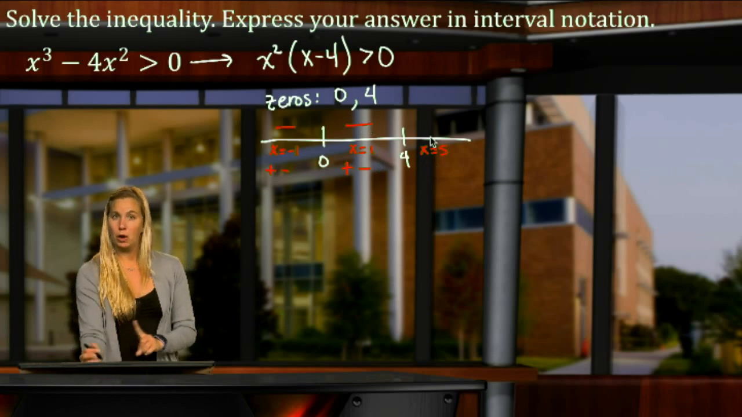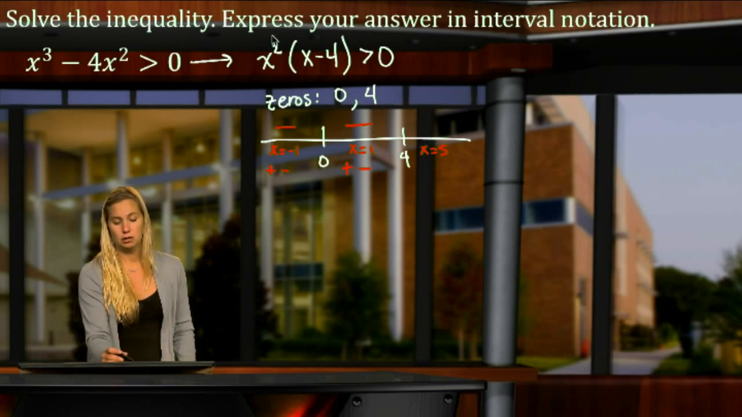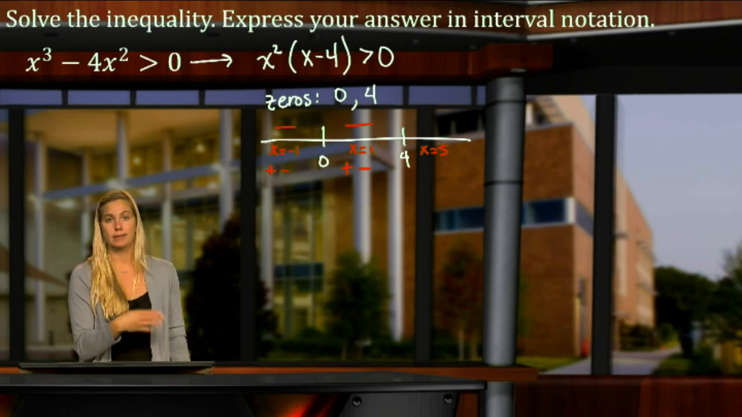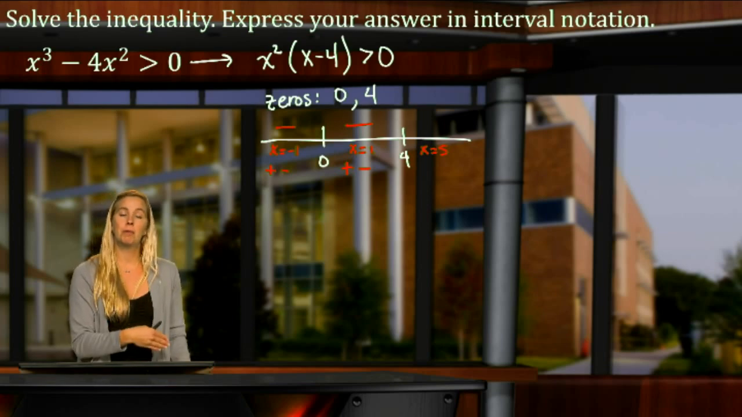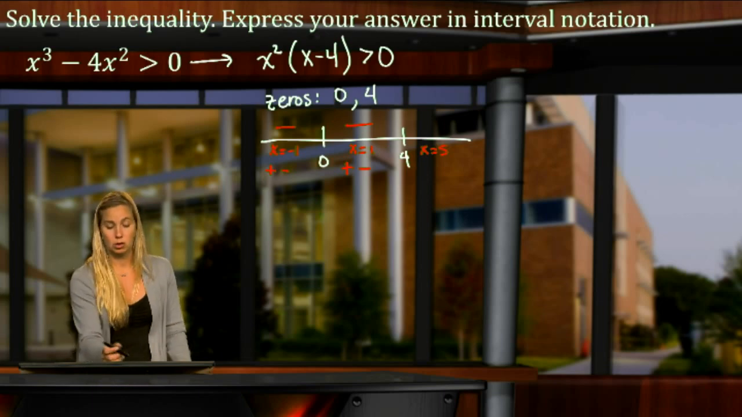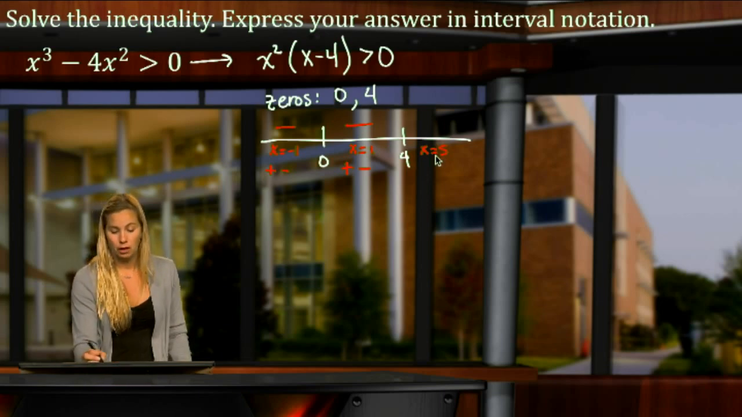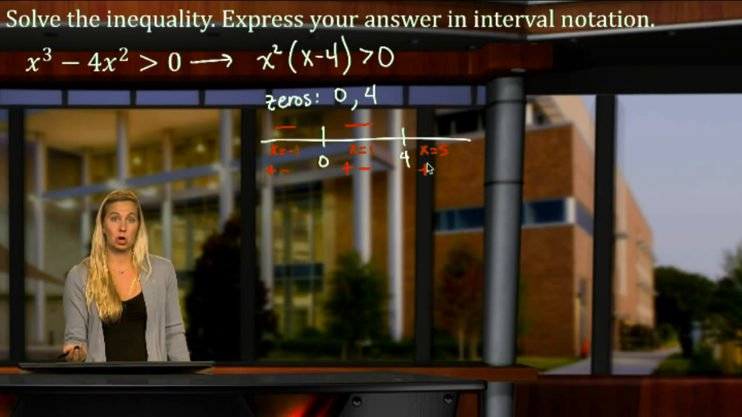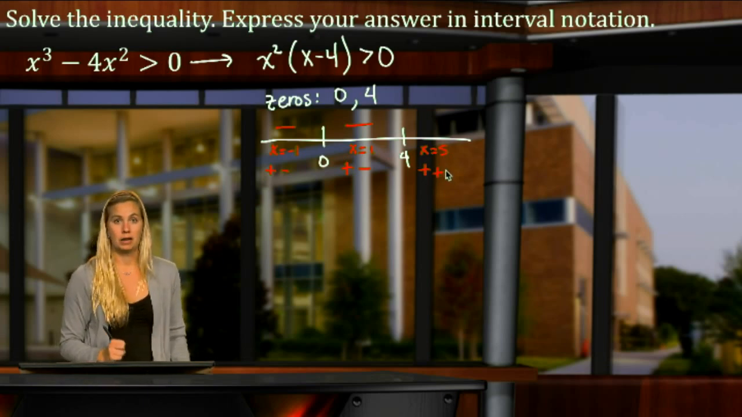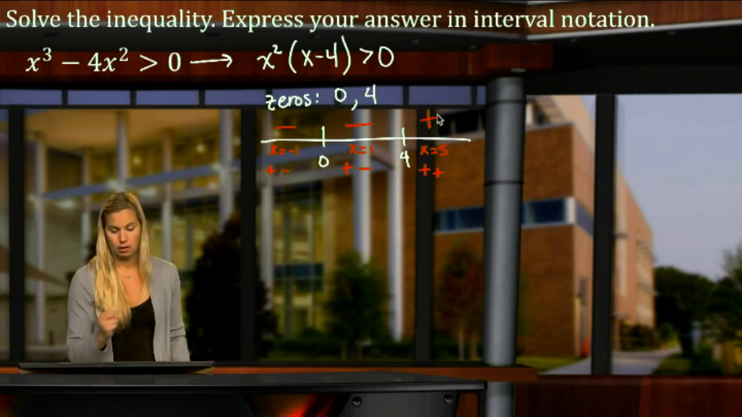Now, one thing I want to point out, this x squared, is it ever going to be negative? Well, if I take a positive number and I plug it in, a positive number squared is positive. But even when I plug in a negative number, it's going to end up being positive when I square it. So this first factor is always going to be positive. I don't even need to worry about it. 5 minus 4 is positive. The product of two positive numbers is positive.